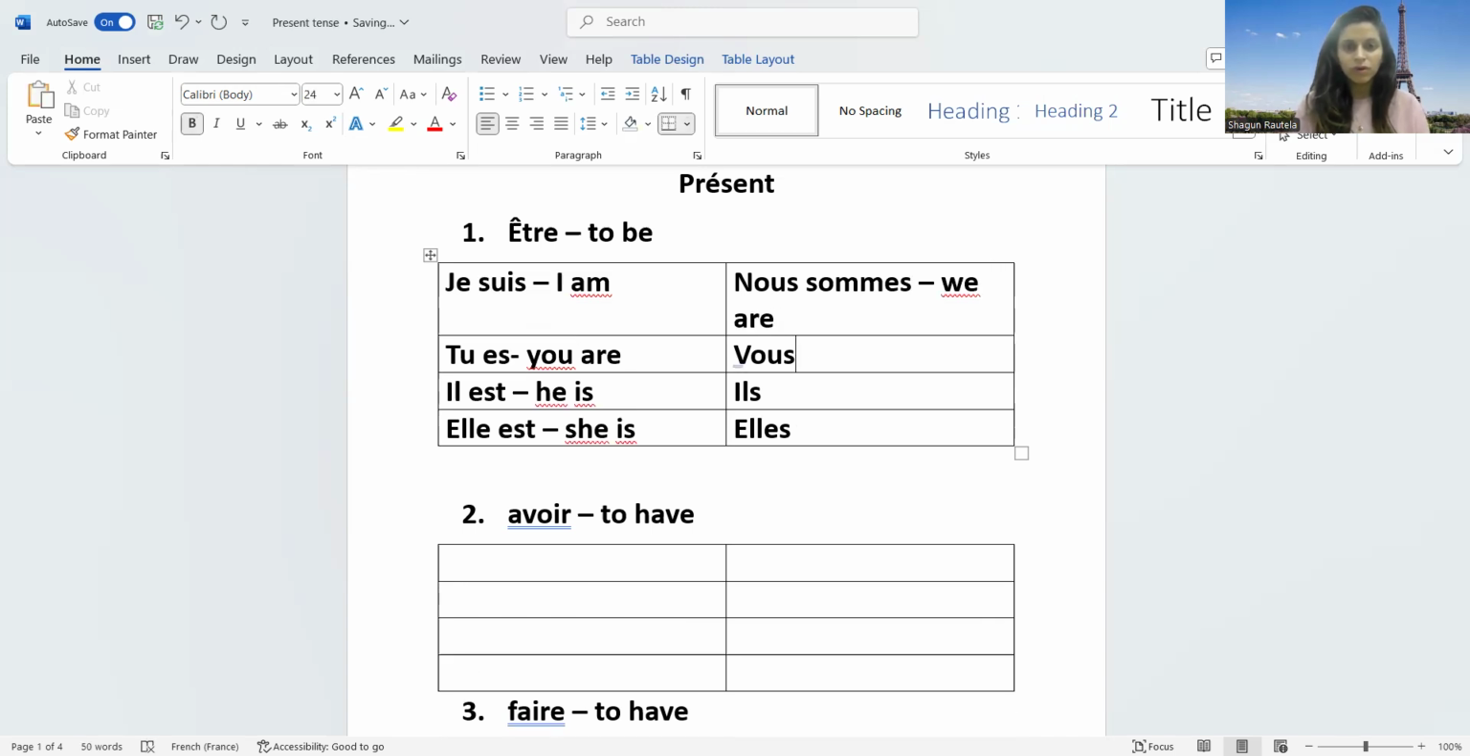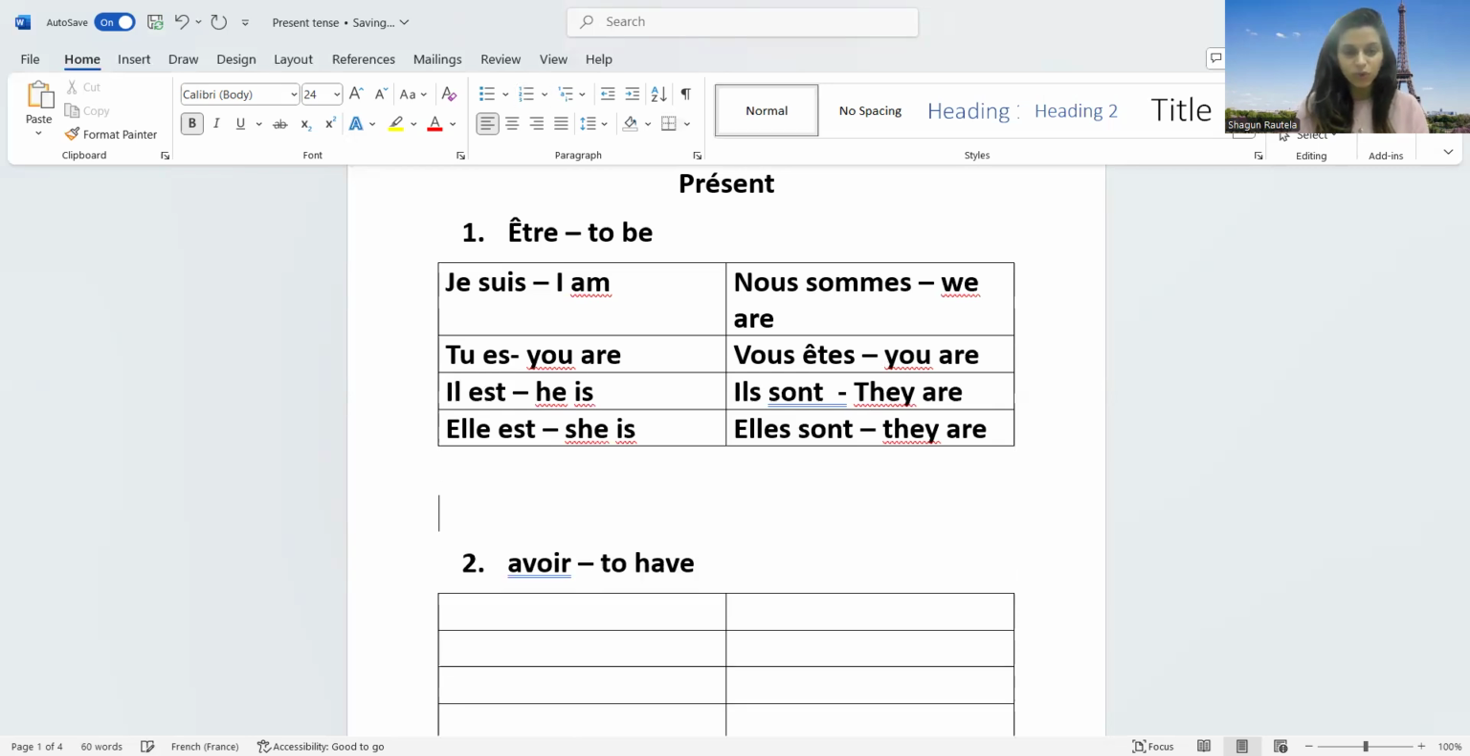Vous êtes. You are. Ils sont. Now again with plural it's going to remain the same: elles sont. They are. Here we talk about masculine plural, and this is feminine plural. Now why is this verb être used?